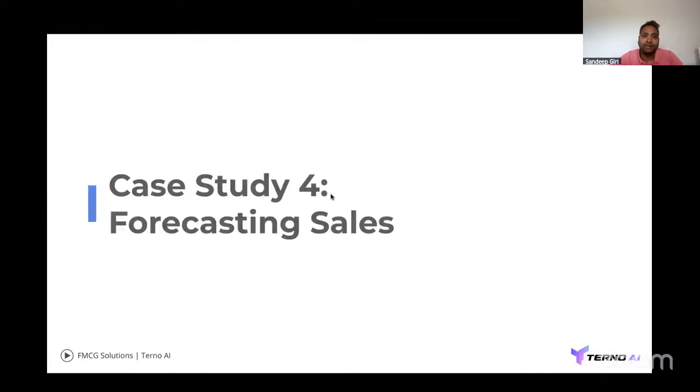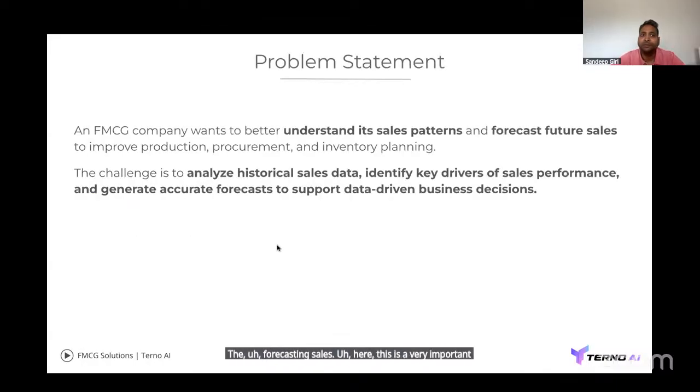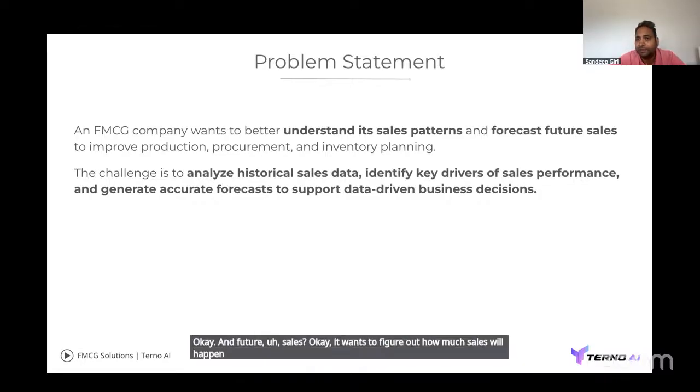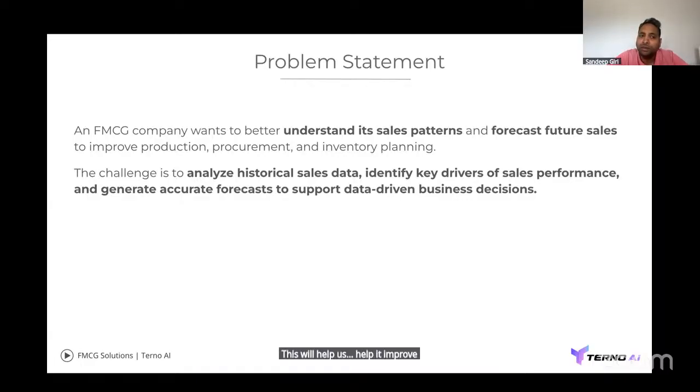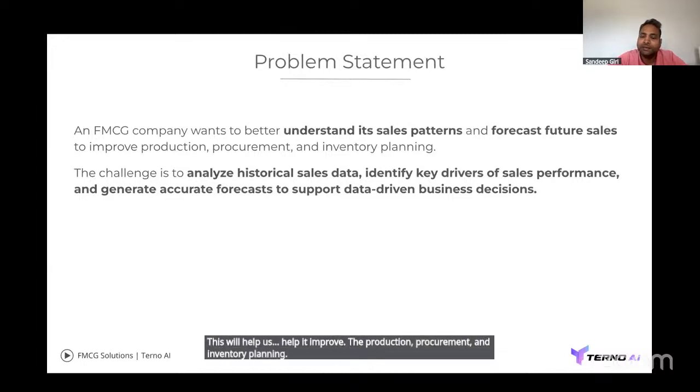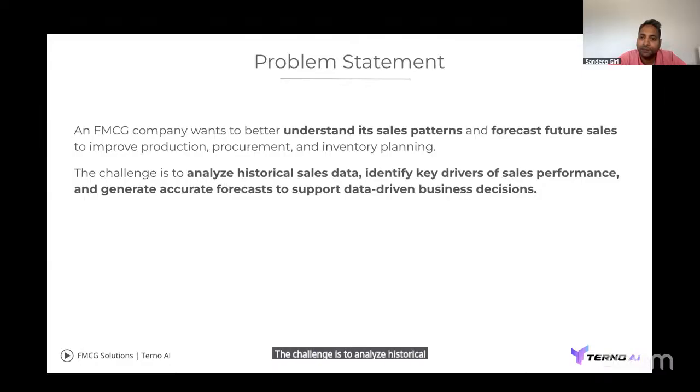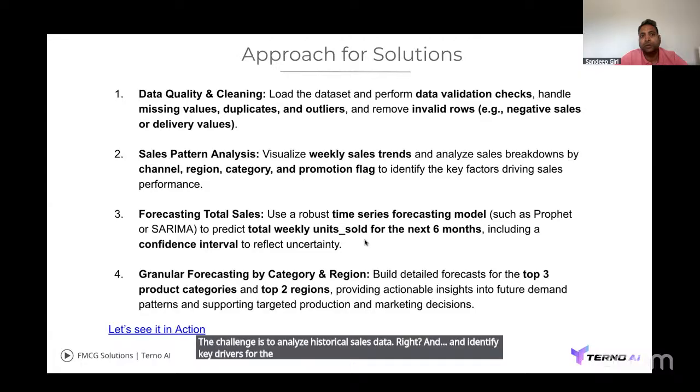Next is the forecasting of sales. Here, this is a very important part. So let's say there's an FMCG company that wants to better understand its sales patterns and future sales. It wants to figure out how much sales will happen in various states or various cities. This will help it improve the production, procurement, and inventory planning. The challenge is to analyze historical sales data and identify key drivers for the sales performance. So it goes through that.